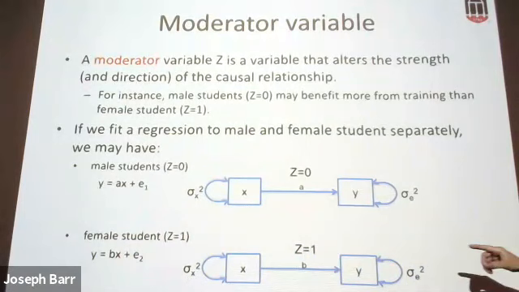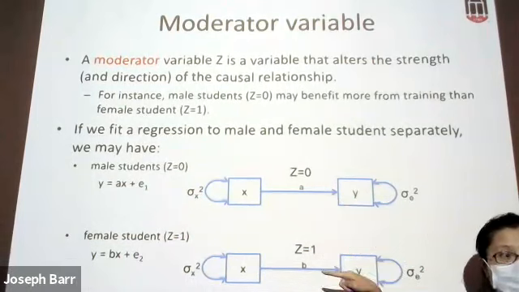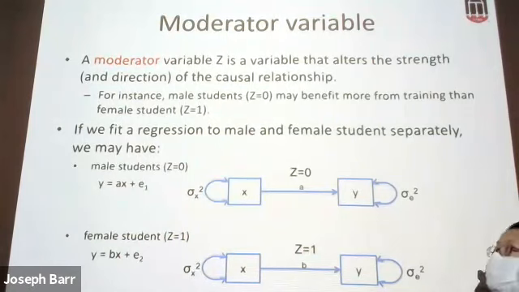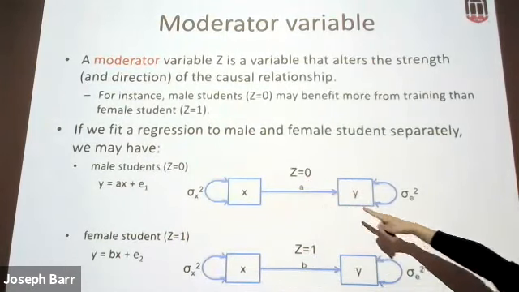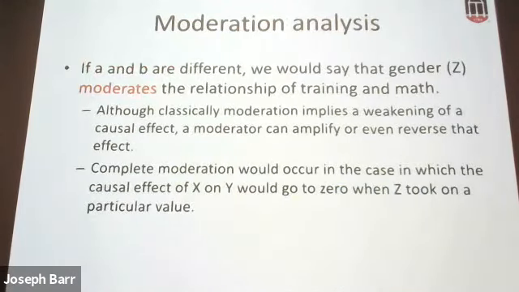Now we would like to know if these two, A and B, are the same or not. If it's different, if A and B are significantly different, then we're gonna say Z, in this case we have two values, is a moderator. Z changes the coefficient from X to Y, okay? So previously we don't have the Z variable involved, but after introducing this variable, the coefficient might be different for different groups of data.